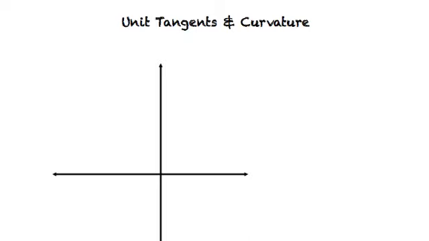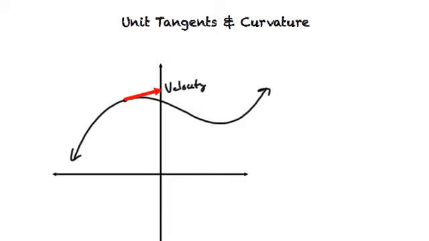So if we have a curve here, and we have a point, and from this point we find a tangent vector, like that, again, this tells us the velocity. And the magnitude tells us the speed, and the direction that the arrow points tells us the direction of the velocity, or the direction that the point's moving.